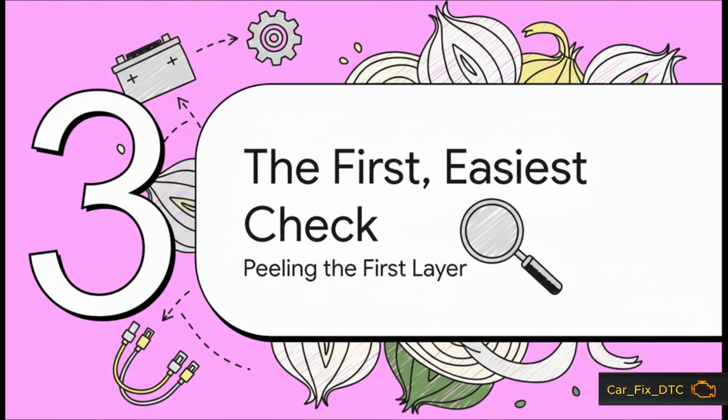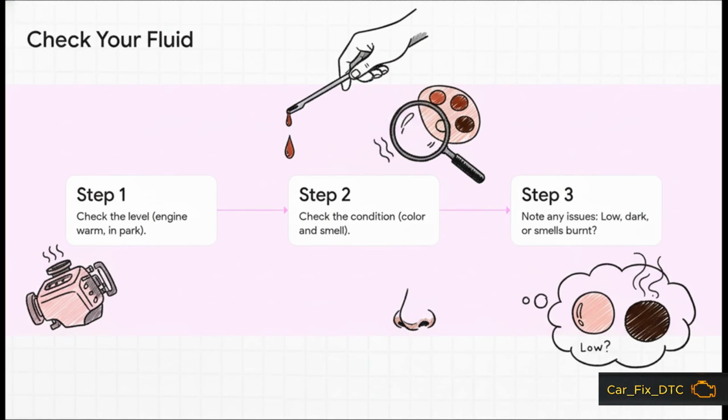But hold on, before we even get into all the specific codes, there's a simple, really important first step that pretty much anyone can take. It's the most common cause, and it's by far the easiest thing to check. So let's peel back that first layer of our diagnostic onion. And yep, we're talking about your transmission fluid.